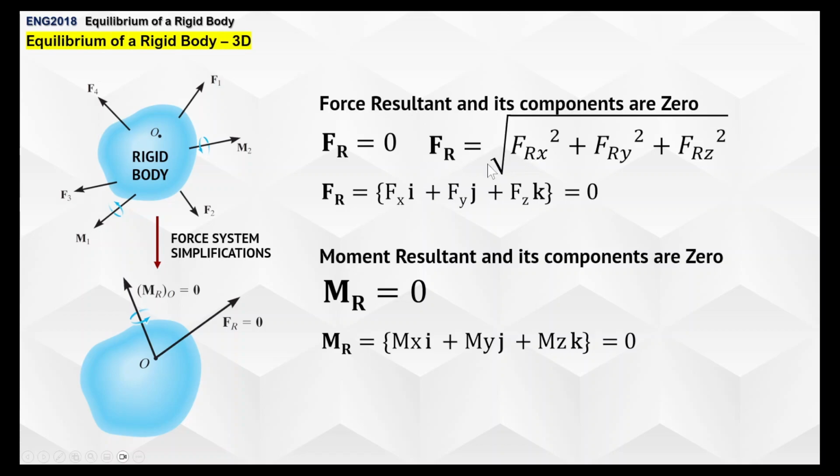Just don't forget the resultant force: take the squares of the sums of the x, y, z components, and then the square root, and that will be your resultant force. The same goes for your moment resultant, and its components are going to equal 0.